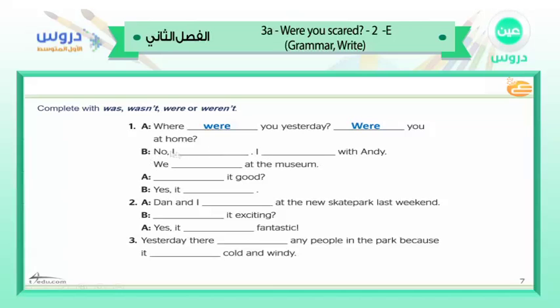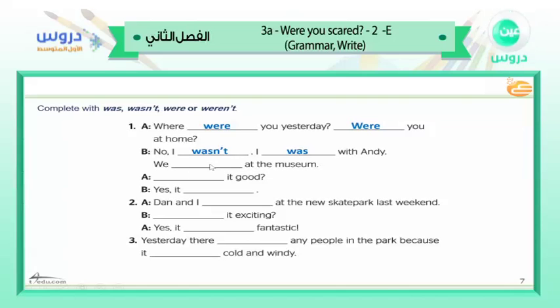Wasn't, exactly. No, I wasn't, because we said no. We have to put it in the negative. No, I wasn't. I wasn't with Andy. We were at the museum.